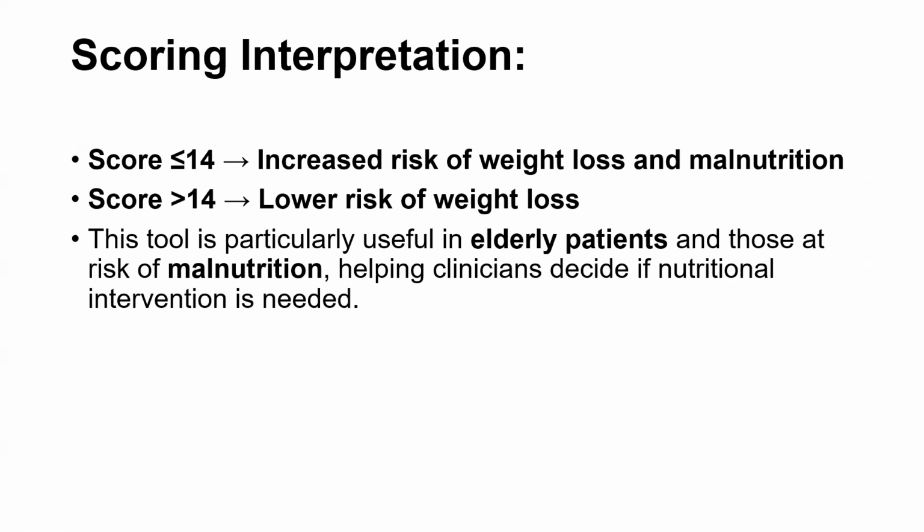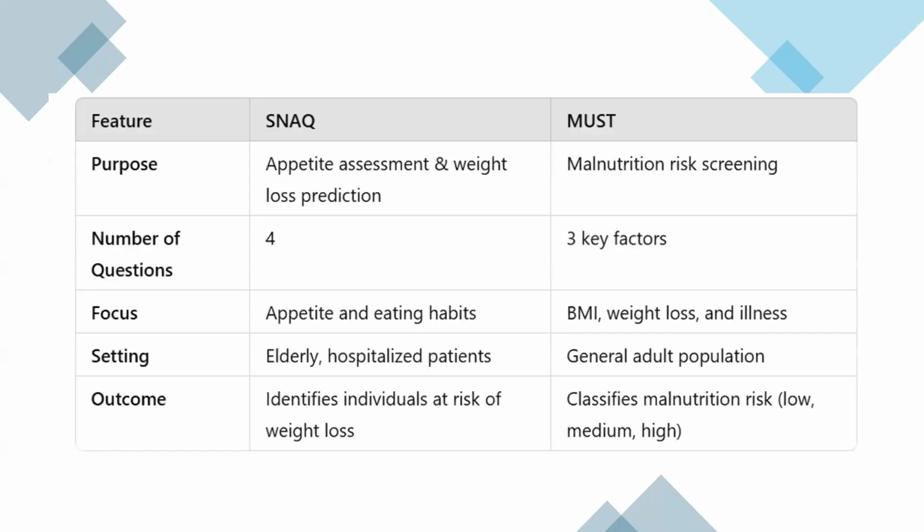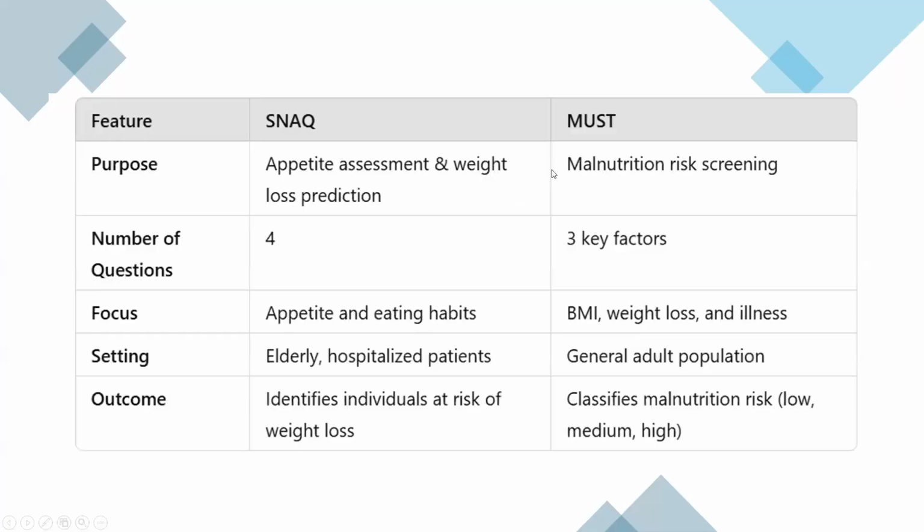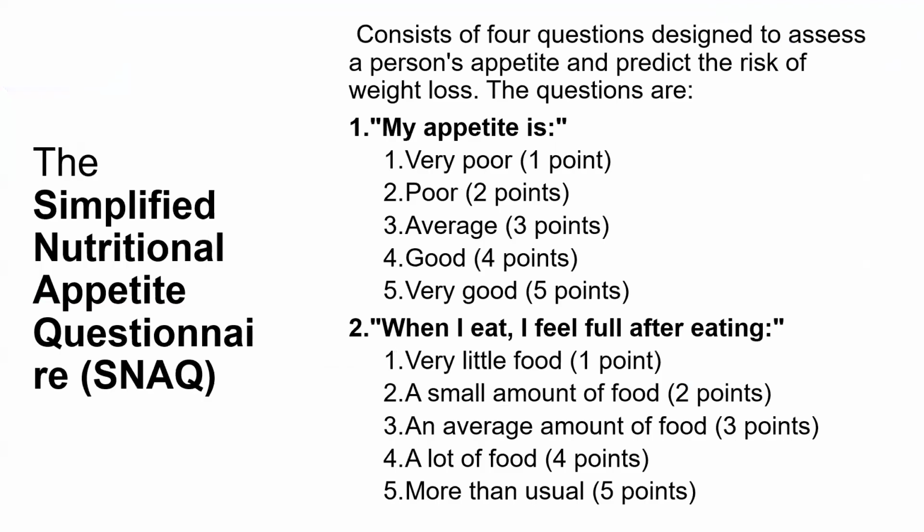So this is a good questionnaire for screening patients with risk of malnutrition and sarcopenia in those undergoing weight loss or intense weight loss. MUST is malnutrition risk screening. Again, it takes into account 3 key factors: BMI, weight loss, and illnesses. General adult population is the setting for it. So any population undergoing weight loss therapy.